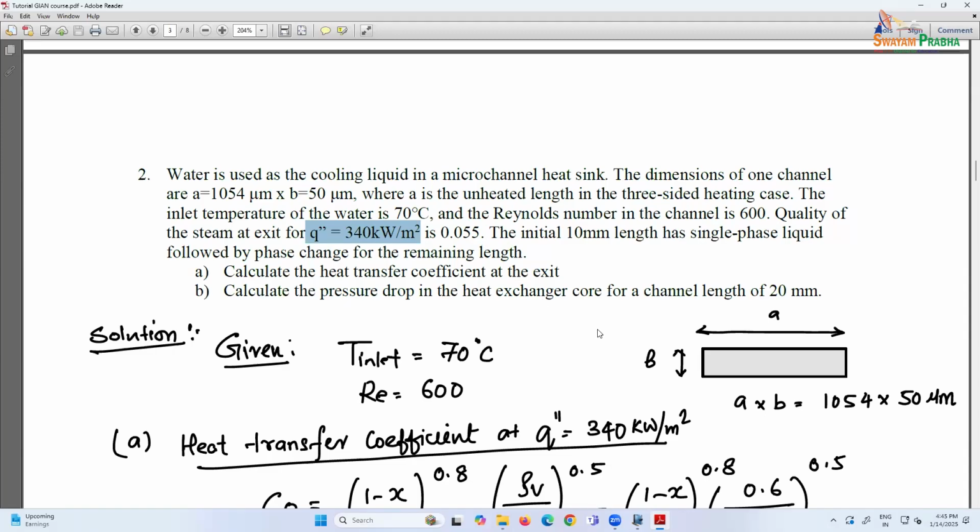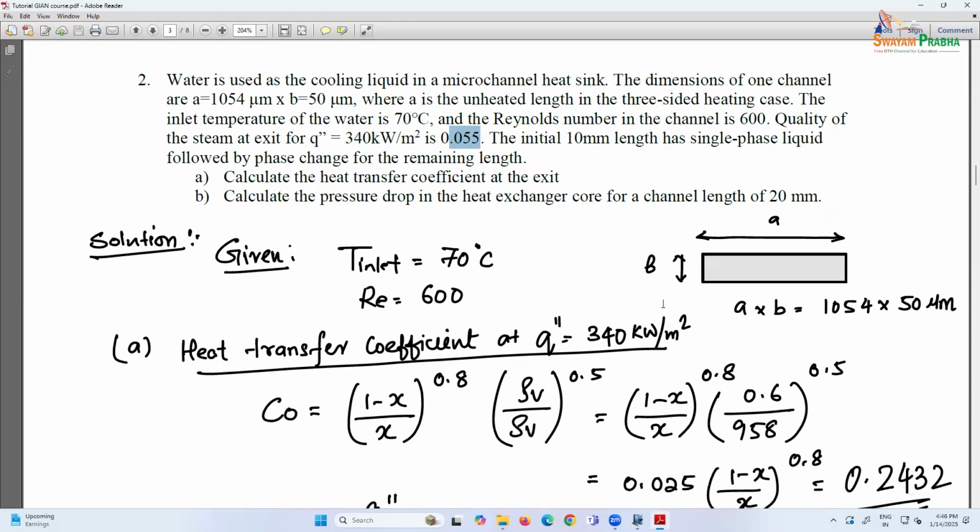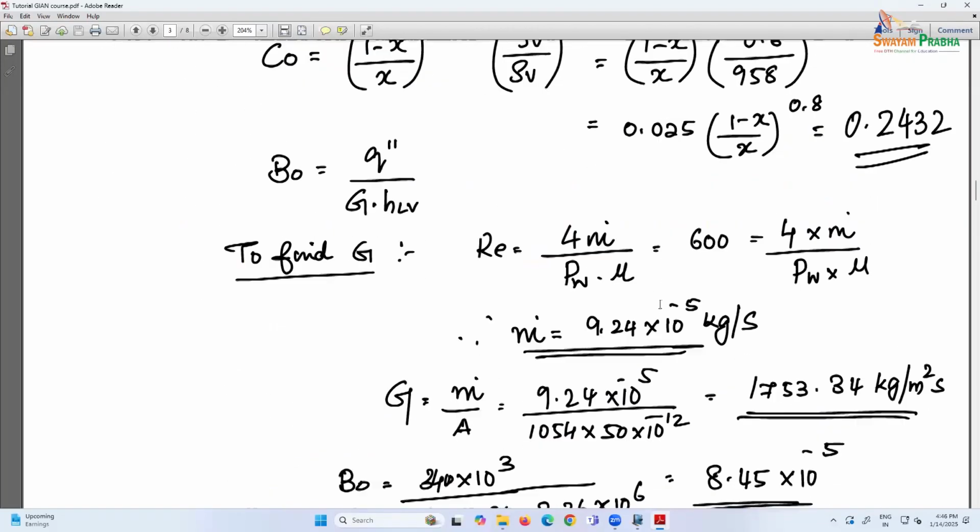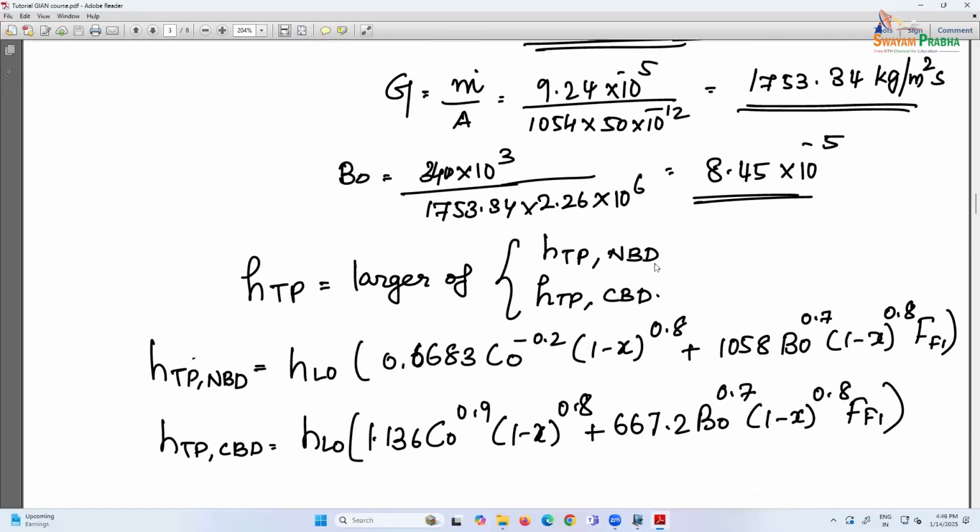So, you are asked to calculate what is the heat transfer coefficient at the exit corresponding to this vapor quality, and what is the pressure drop for the entire microchannel. So, how do we do that? As I said, now you have to calculate the heat transfer coefficient due to convection boiling, due to nucleation boiling. These are coming from the Kandlikar correlation. So, each of this, for example, heat transfer coefficient due to nucleate boiling is a function of the convection number, the vapor quality x, and this parameter boiling number, and this parameter F1.